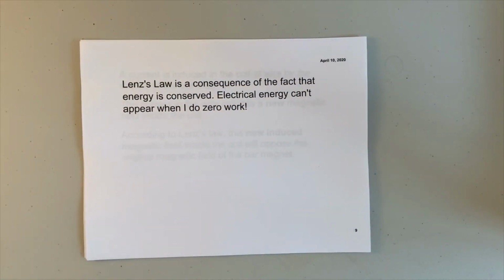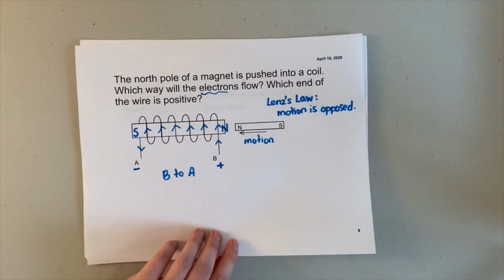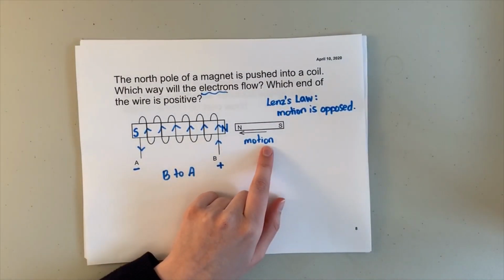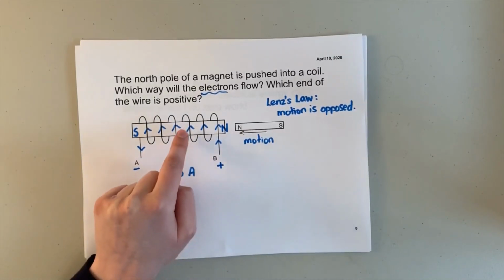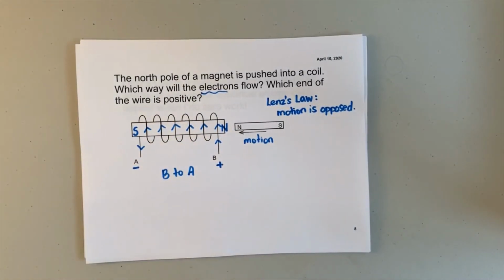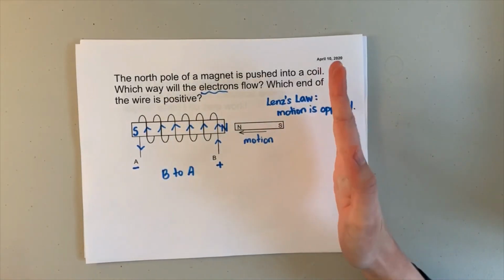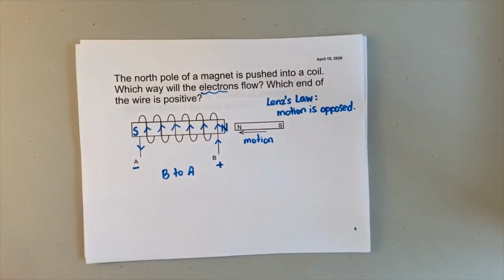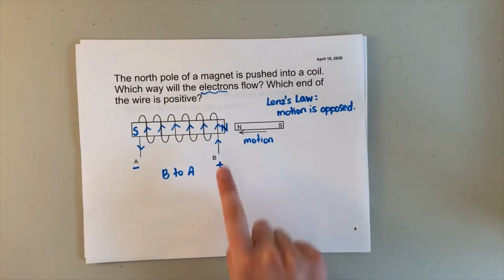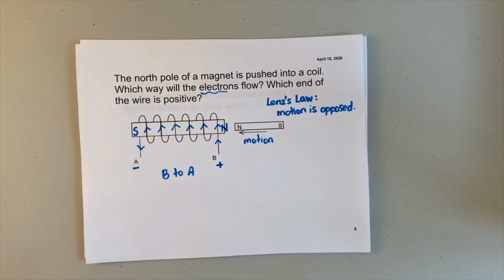Lenz's law happens because of conservation of energy. It's a consequence of the fact that energy is conserved. Electrical energy can't appear when I do zero work. So going back to this for a sec, if I am trying to move the bar magnet into the solenoid, I have to do work, right? I have to actually push that bar magnet in. It's going to be difficult for me to do that because of the repulsion happening.